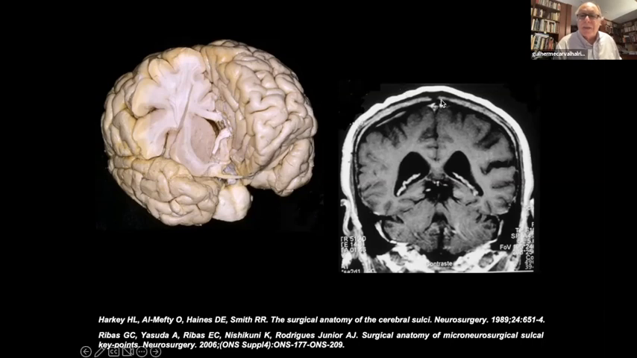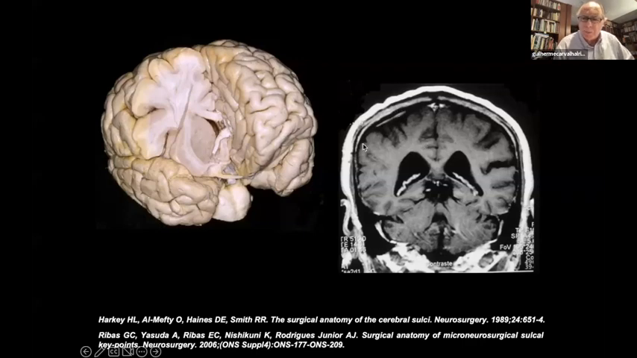Now, this doesn't happen along the medial surface of the brain, because the sulci of the medial surface of the brain are parallel to the corpus callosum. Their development is completely secondary, due to the development of the corpus callosum.